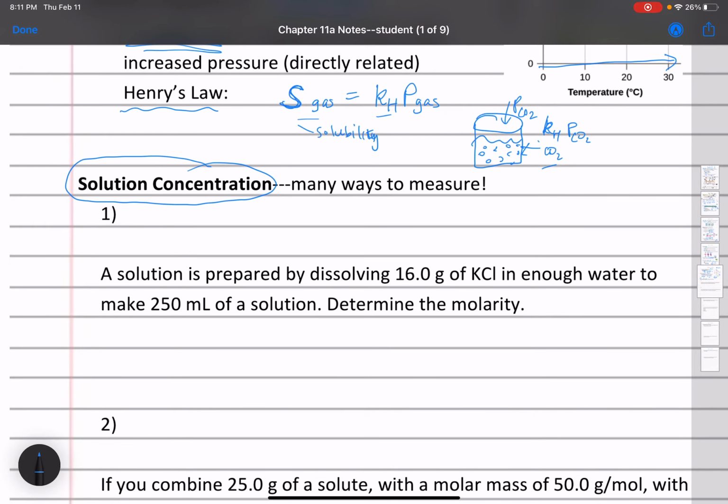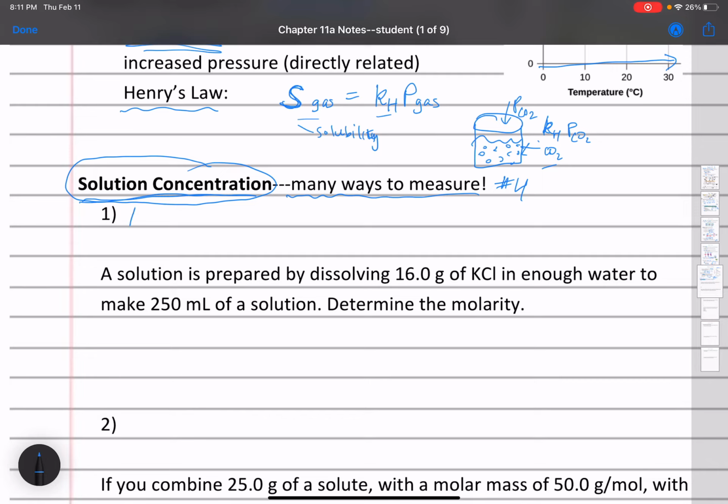So when it comes to concentration, remember, a concentration is just the amount of solute in a solution. It's a way to express the amount of solute in a solution. And there are many ways that we can do that, because we can measure moles of solute or mass of solute or percent of solute. So there are 4 different ways that we are going to learn or review on how to indicate or measure concentration.